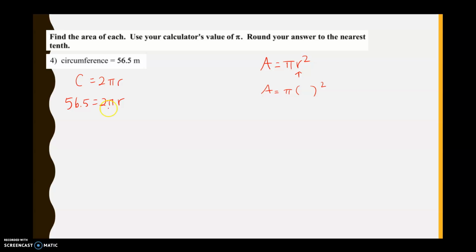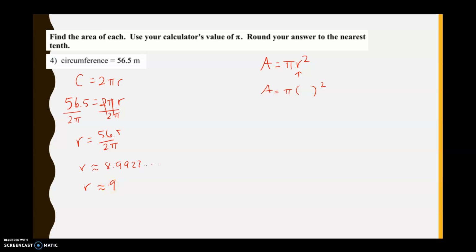And then to get r by itself, I divide both sides by 2 pi. So in your calculator, r is equal to 56.5 over 2 pi. You're going to get r to be equal to approximately 8.9922 something. So depending on what you did here, if you rounded this to be approximately 9, or if you kept this in your calculator, you might get a different answer.